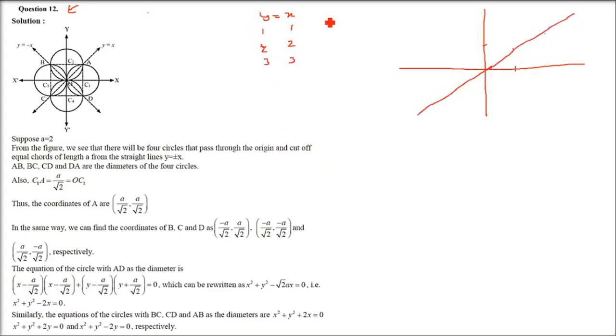Now the other line, y equals minus x. Now I am putting x as minus 1. If I put x as minus 1, y will be what? 1. X is minus 1, y will be 1. X is minus 2, y will be what? It's 2. So you have this line, just extend it also. So these are the two lines we are discussing.